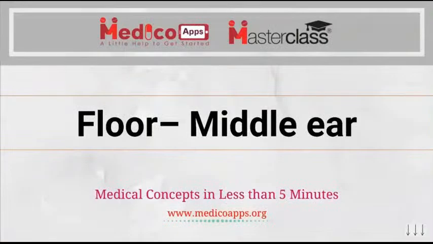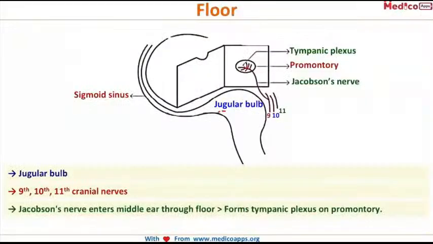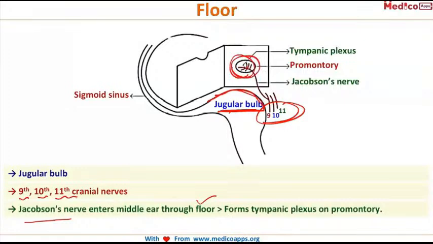Let's proceed to the floor of the middle ear. The important structure we are seeing here is the jugular bulb. The floor is mainly formed by the jugular bulb, and the nerves 9, 10 and 11 cranial nerves pass through it. The Jacobson's nerve enters the middle ear through the floor and forms the tympanic plexus. You can see here, these are the tympanic plexus on the promontory. This is formed by the Jacobson's nerve, and this passes via the floor of the middle ear.